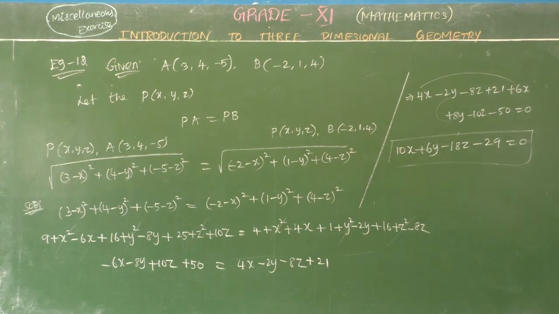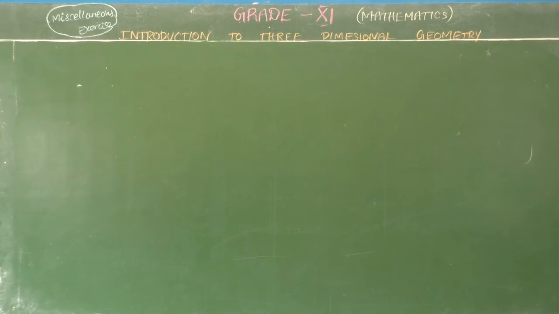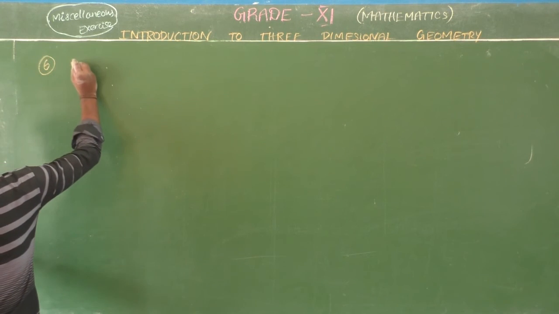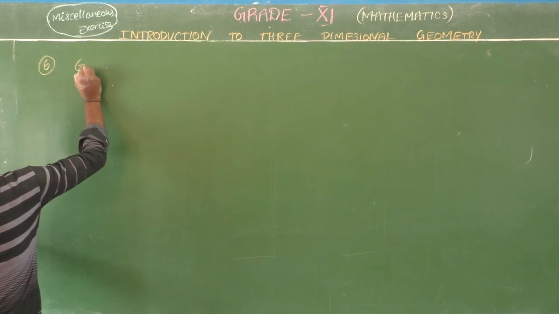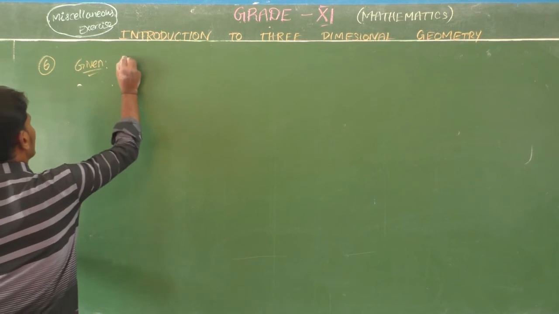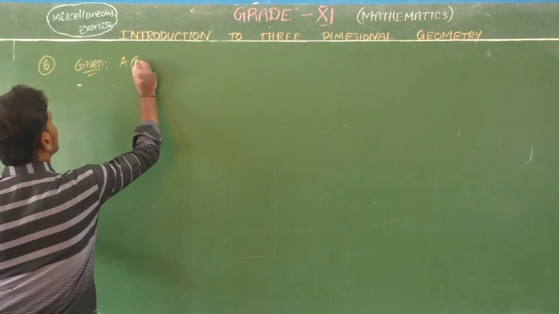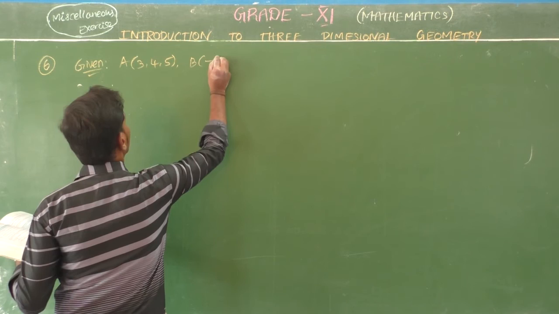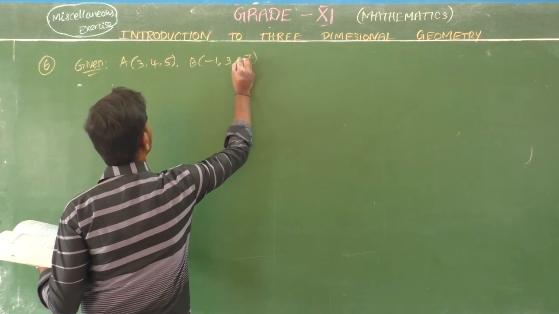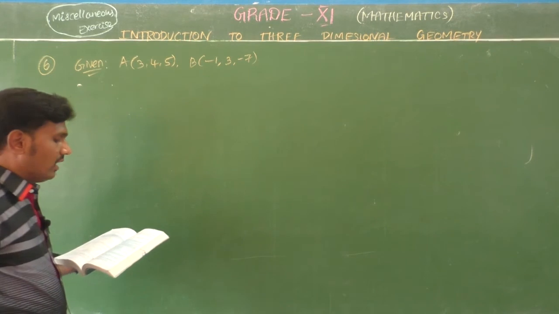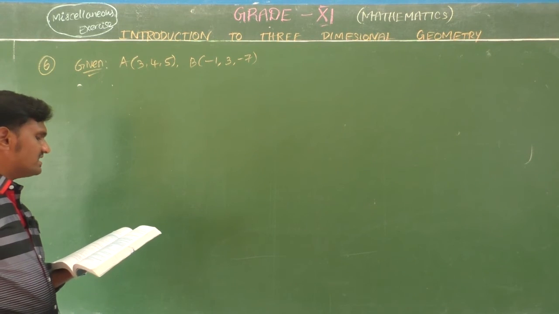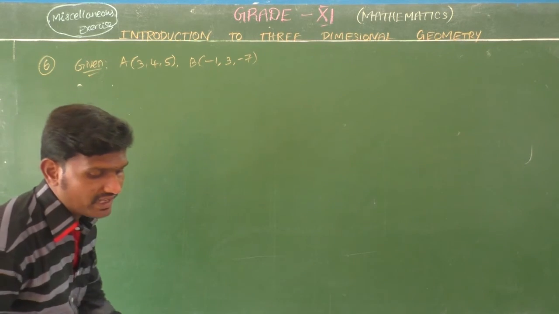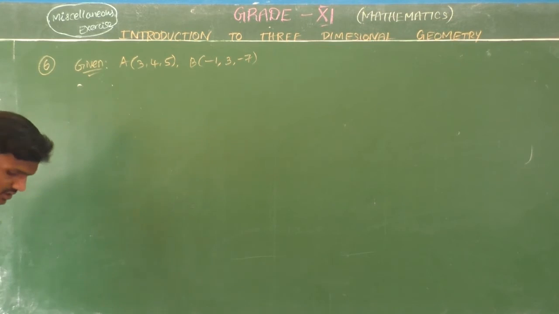Okay. And the next question is the same pattern as the previous example 12. Now question number 6. If A and B be the points given, A is the point 3, 4, 5 and B is the point -1, 3, -7, respectively. Find the equation of the set of points P such that PA square plus PB square is equal to K square, where K is a constant.